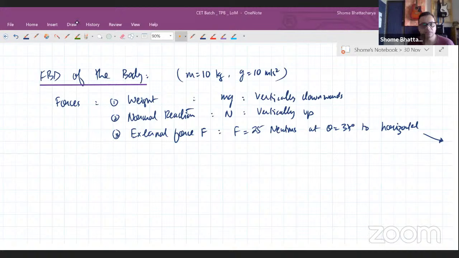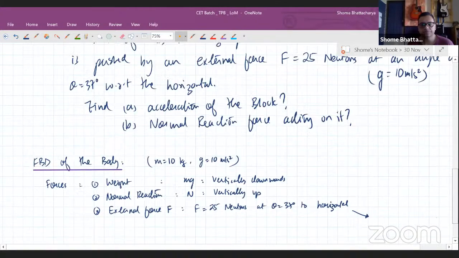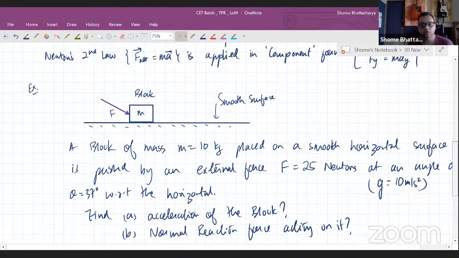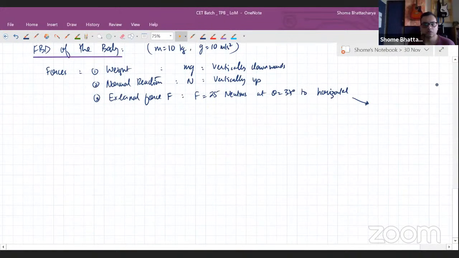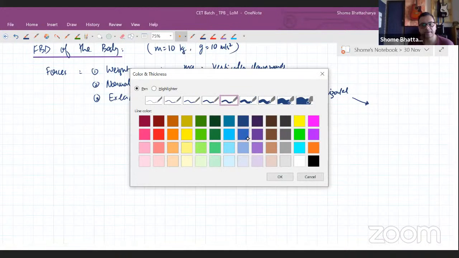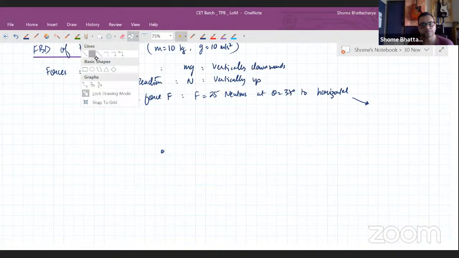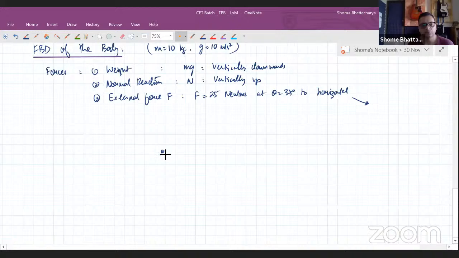Okay, so let's understand the free body diagram here. Going back to the original diagram, see how the forces are acting on this block. The free body diagram would look something like this. We would represent the body with a point mass, and then just show the force vectors for all the forces which are acting on it. As I said, the forces are first and foremost weight, which is acting vertically downwards.